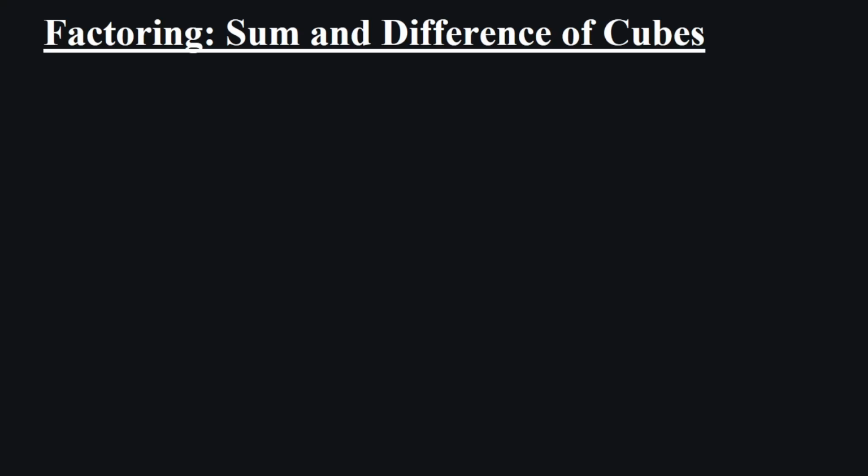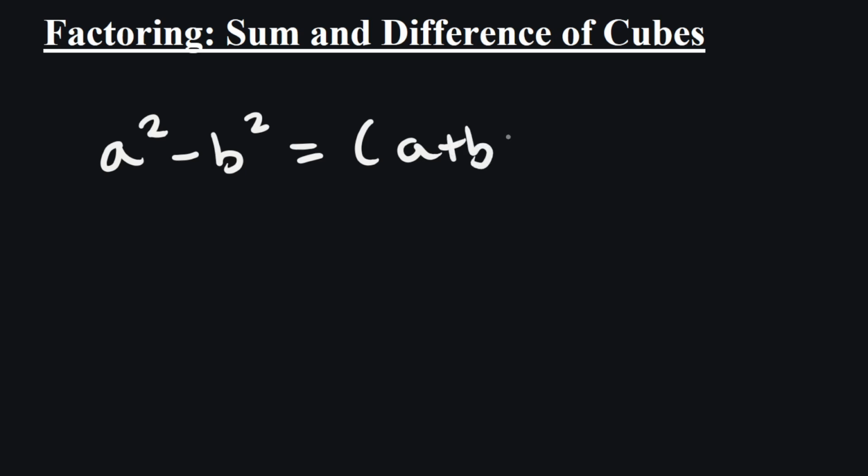Hey everyone, in this video I want to go over how to factor a sum and a difference of two cubes. So in one of the previous videos we talked about how to factor a difference of two squares, so a squared minus b squared equals a plus b times a minus b in factored form.